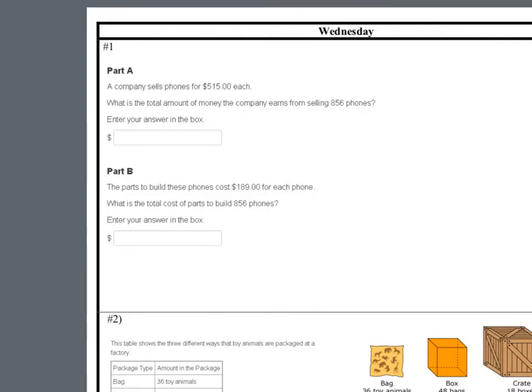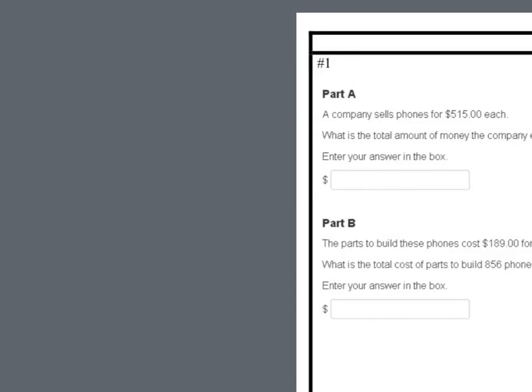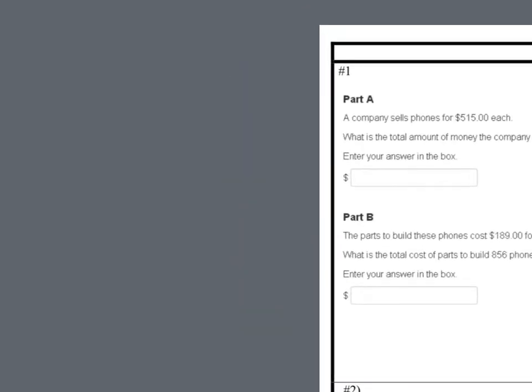Well, this is a pretty easy math problem because we know that it's 856 phones that they're selling, and each one is $515, so it would be 856 times 515. Usually when you see the word each, when it comes to this type of math problem, it's going to be multiplication, because each one will be $515. So we'll do the math.